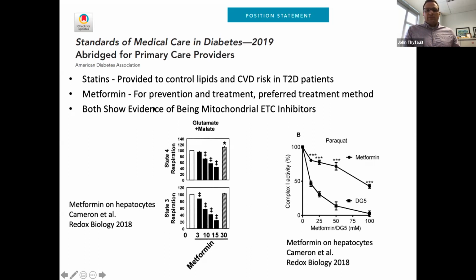Interestingly, both show evidence of being mitochondrial electron transport chain inhibitors. I showed you data earlier on statins, but there's really good data that metformin also inhibits mitochondrial respiration, and it seems to mostly be mediated by being a complex 1 activity inhibitor. And in fact, that might be how it lowers glucose. It may disassociate or uncouple energy production in the liver, thus lowering gluconeogenesis in the liver.